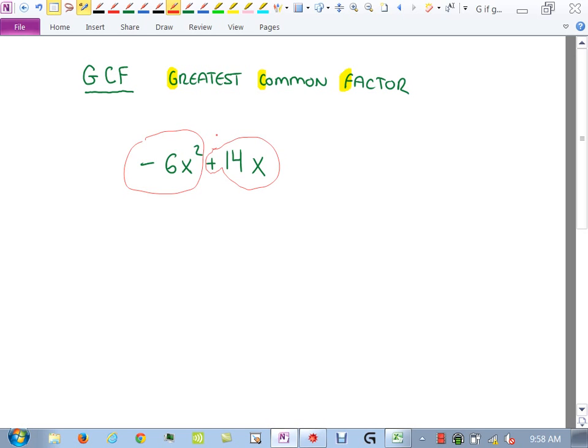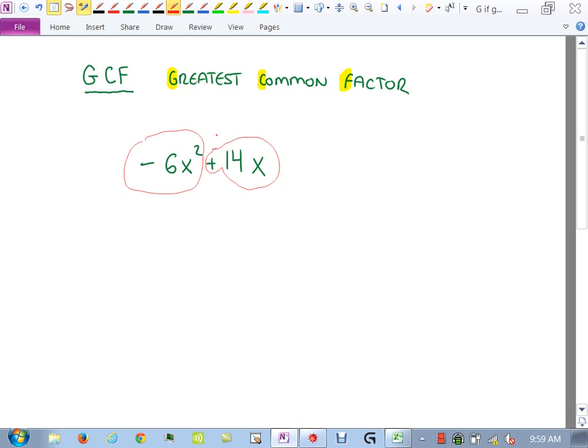2, right? 2 goes into 6, 2 also goes into 14. Is there any number bigger than 2 that goes into both? No, right? 3 doesn't. 3 goes into 6, but not 14. 4 doesn't go into 6. 5 doesn't go in. 6 goes into 6, but 6 doesn't go into 14. So the greatest number we can find in common is a 2, right? How about a negative 2? Does negative 2 go into negative 6? Yes. Does negative 2 go into 14? Yes. So it's actually 2 or negative 2 we could say is the greatest common factor.